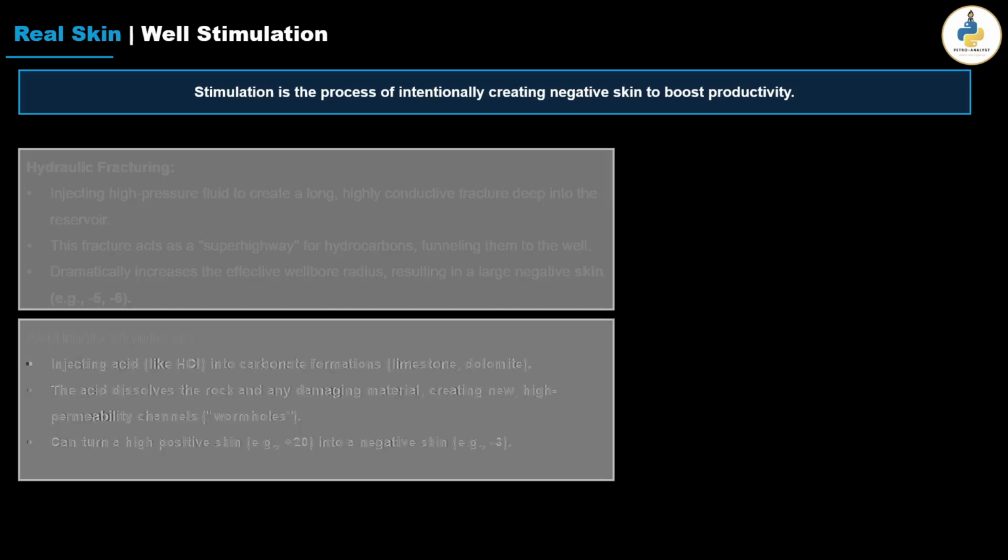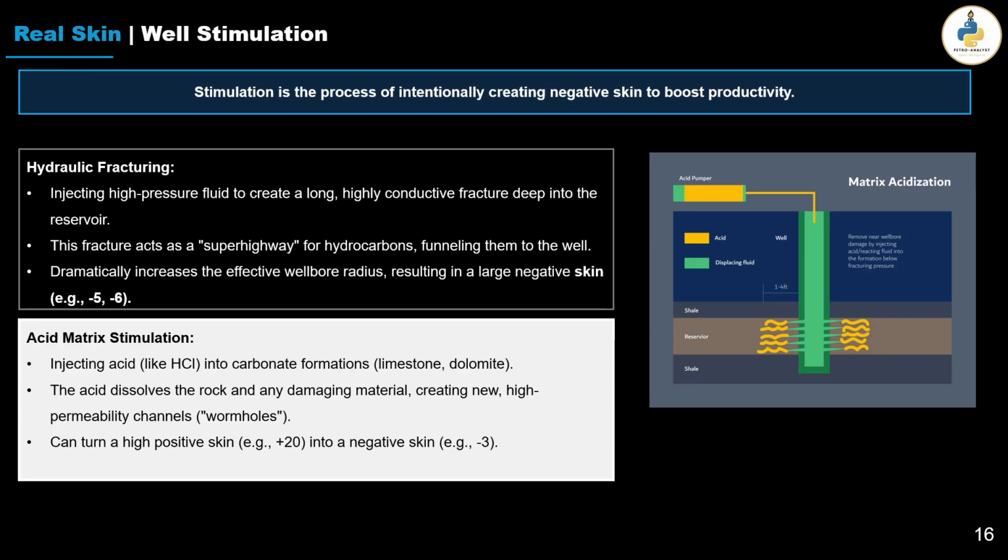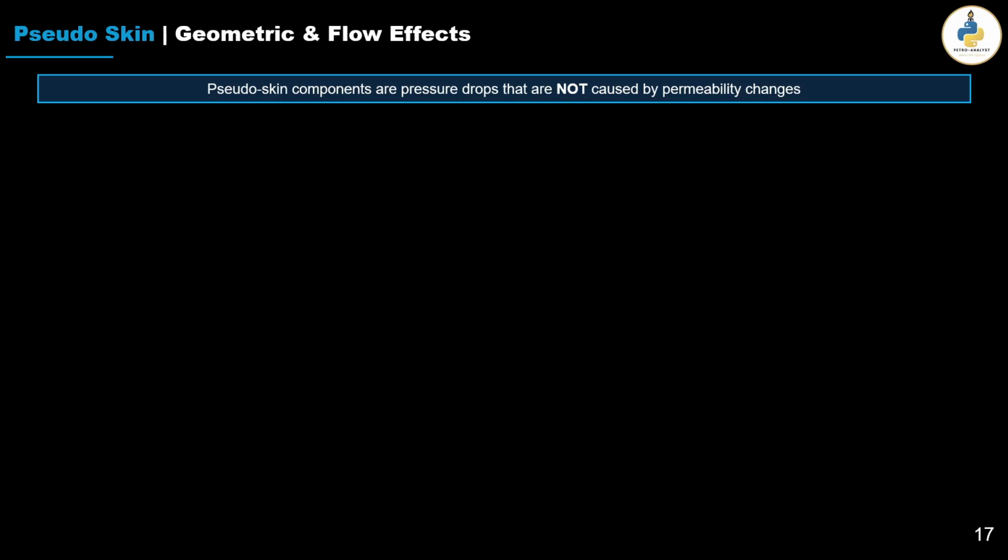Acid matrix stimulation: injecting acid like HCl into carbonate formation, limestone, dolomite. The acid dissolves the rock and any damaging material, creating new high permeability channels. This actually creates negative skin. It can turn a high positive skin into a negative skin case. This is for the real skin, that is the physical change of the reservoir properties.